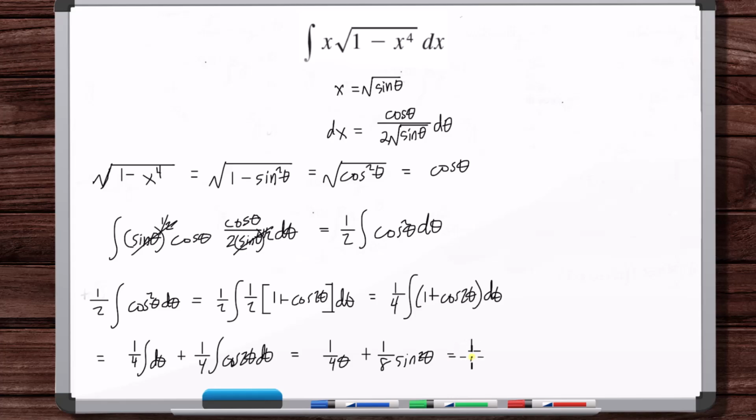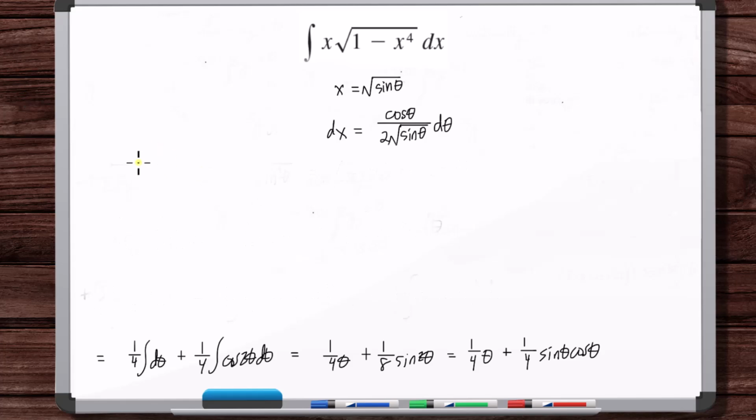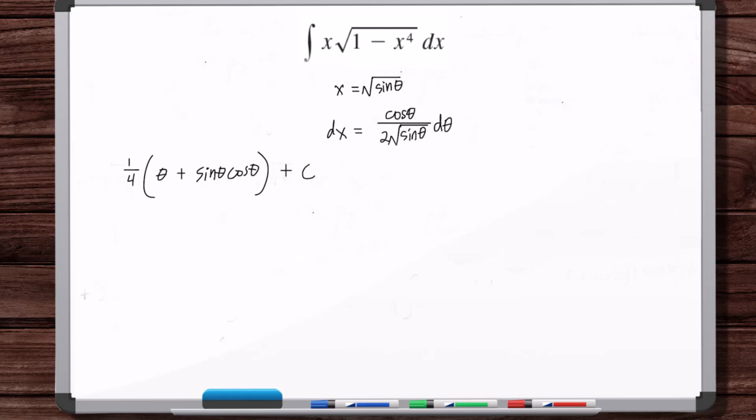Okay, so we've got, okay, sine 2 theta is 2 sine theta cosine theta. So we've got 1/4 theta plus 1/4 sine theta cosine theta plus c. All right, so now let's draw the right triangle.